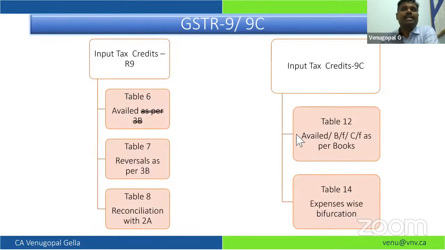Okay, ITC reporting. The input tax credit should be reported in three tables: table 6, 7, and 8. 6 is ITC availed, 7 is reversed, 8 is the reconciliation. Okay, we have a couple of minutes. Then in 9C, we report it in table 12 and table 14.